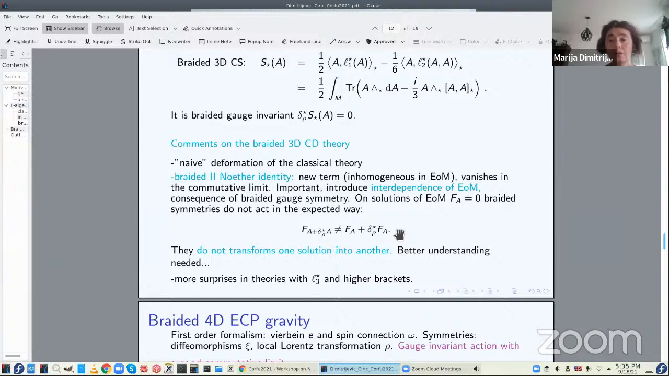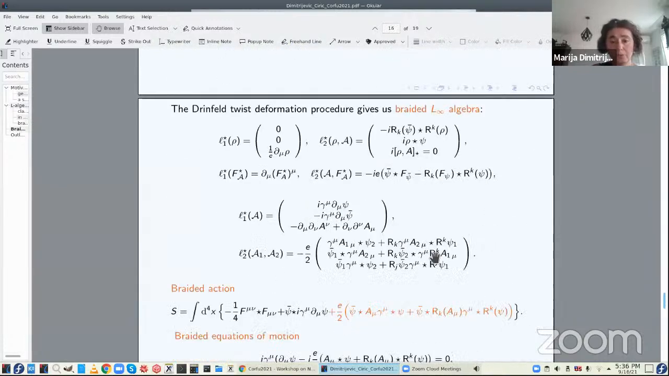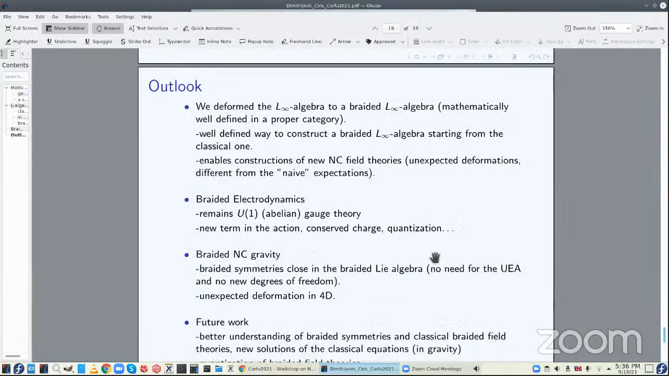If you want quantization, we can try to see what happens with, I don't know, Wick's theorem and so on. But this concept of symmetry that does not construct another solution from one solution needs further understanding, or maybe we should change our perspective on how we go from one solution to another, because these symmetries are no longer classical symmetries. So we have to learn something more. And that is more or less everything that I wanted to say. Thank you very much.